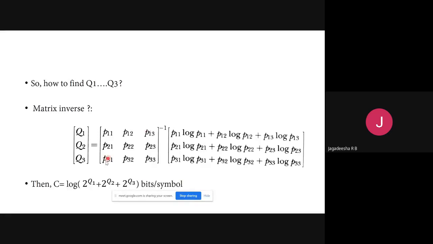So then we find the channel capacity that's equal to log of 2 power q1 plus 2 power q2 plus 2 power q3. So many bits per symbol. As I mentioned before, even for a 3 cross 3 setting, the general equation remains the same. That is log of 2 power q1 plus 2 power q2 plus so on up to 2 power qn, where n indicates the order of the channel. If it's a 3 cross 3, we have up to q3. If it is 4 cross 4, we have one more term, that is 2 power q4, and so on. Okay, so this is how we find out the channel capacity.